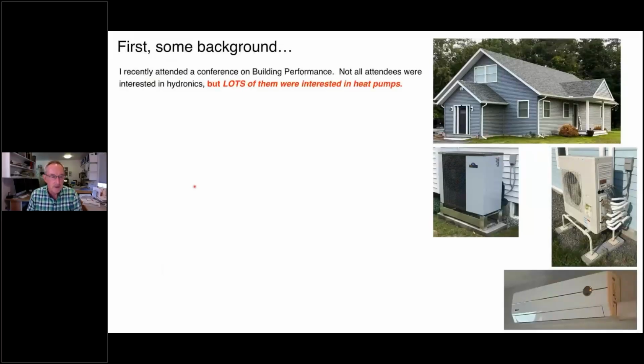Now, I want to give you some context. How did we develop this topic? A couple of years ago, I went to a conference to present, the Building Performance Association. There were 250, 300 people there, and many of them were interested in heat pumps. Not all of them would have much interest in hydronics, but heat pumps was definitely a buzzword.